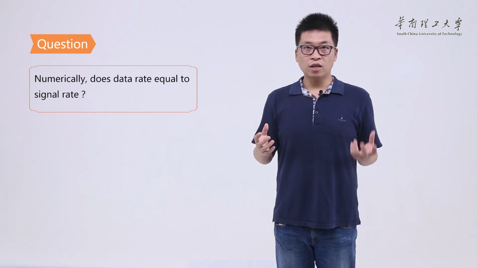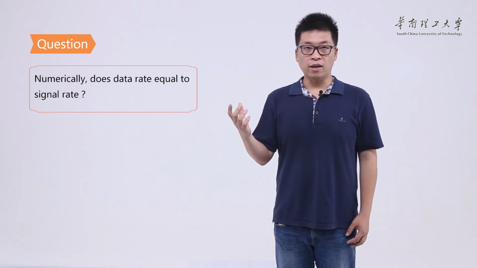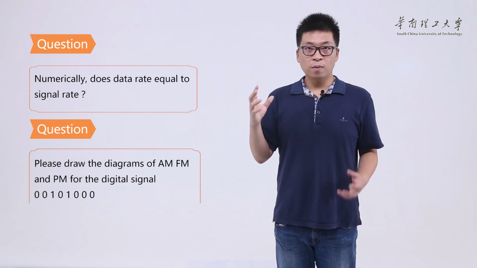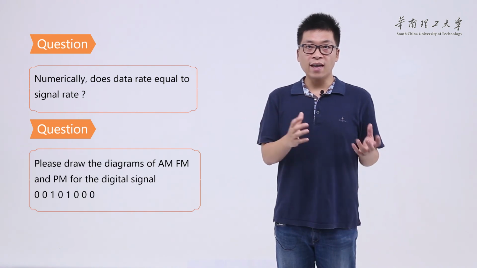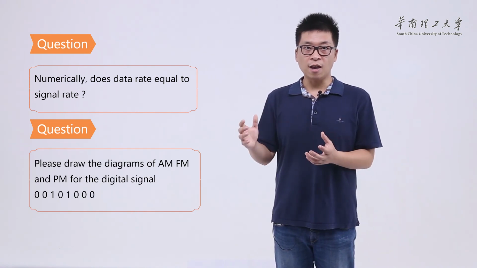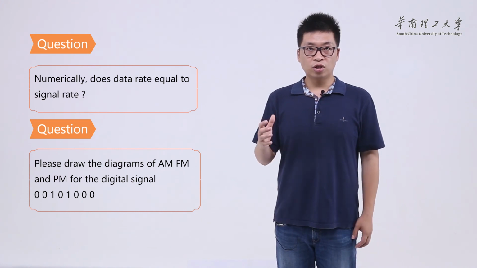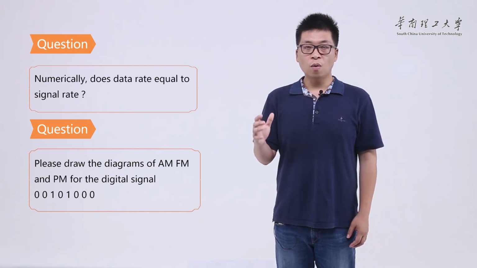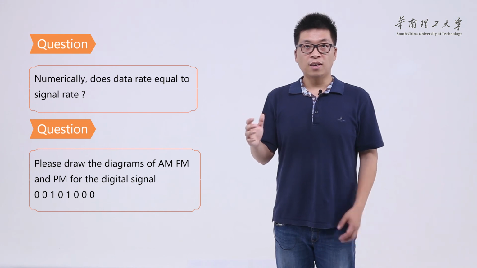In the end of this section, we have two questions for you to think about. We just explained the data rate and the signal rate. Question 1, numerically, does data rate equal signal rate? Question 2, please draw the diagrams of AM, FM, and PM for the digital signal 00101000. It is the end of this section.